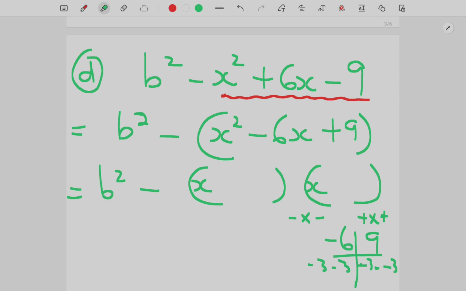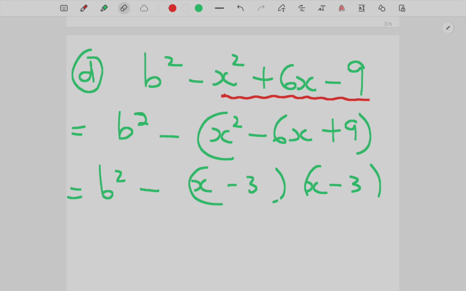So what are the factors? It's x minus 3 into x minus 3. Okay, let me erase this one. We have found our factors. So how to rewrite this one is going to be b squared minus, we've got x minus 3 and x minus 3, which can be written as x minus 3 all squared.